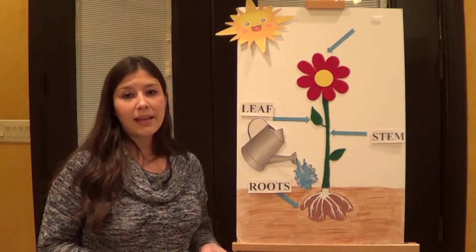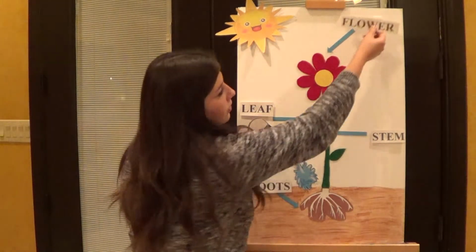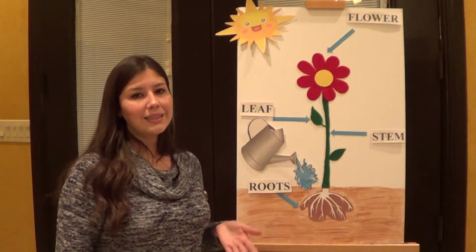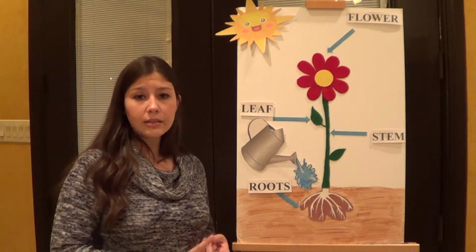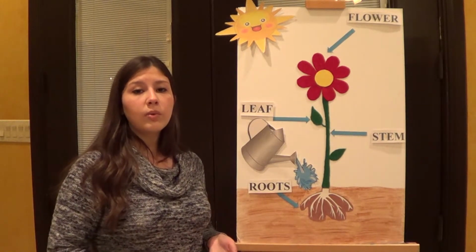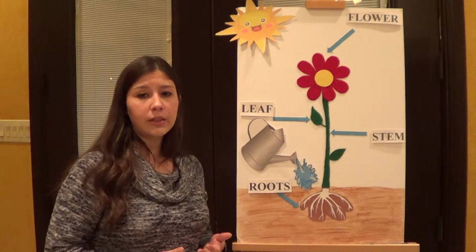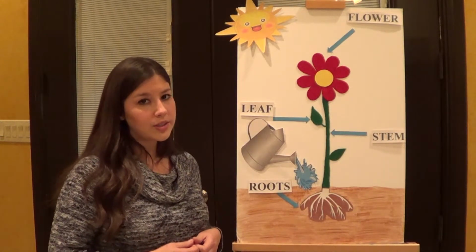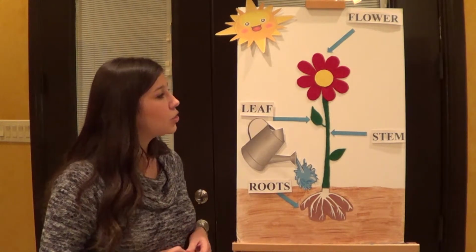The next part of the plant that I want to talk to you about is the flower. The flower is the part of the plant that we recognize the easiest. It looks pretty, it smells pretty, and when we see them, we want to pick them for ourselves, our family, or just for whoever. But the flower does more than just look pretty. It actually has a job.